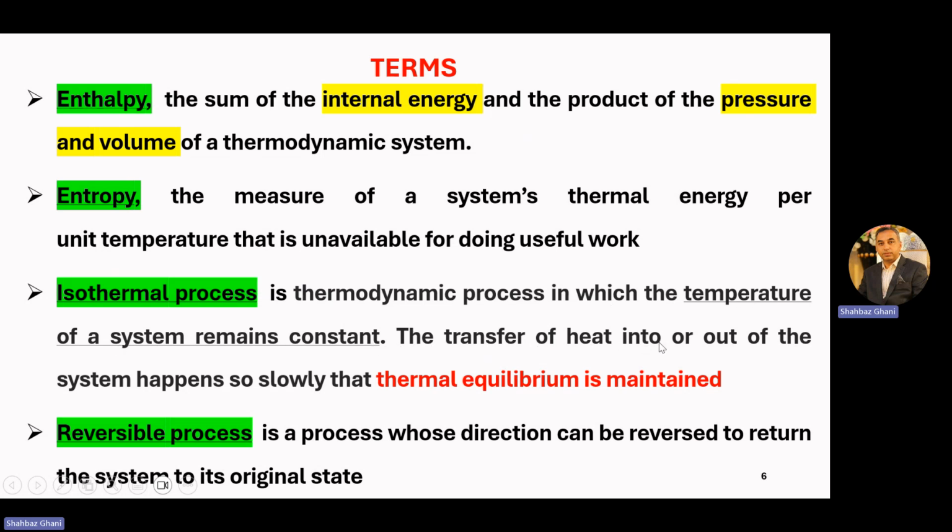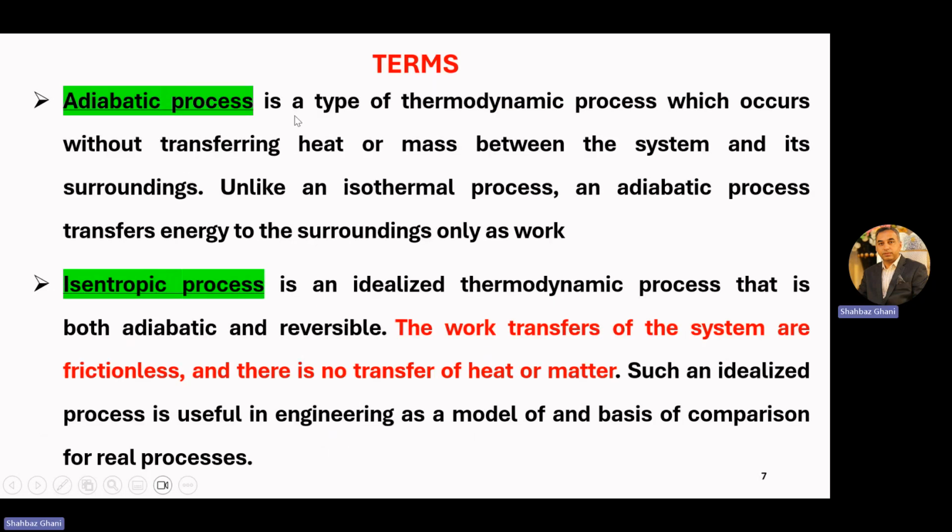The transfer of heat into or out of the system happens so slowly that thermal equilibrium is maintained. So there is no change in the temperature. Thermal equilibrium is maintained. A reversible process is a process whose direction can be reversed to return the system to its original state. An adiabatic process is a type of thermodynamic process which occurs without transferring heat or mass between the system and its surroundings. Unlike an isothermal process, an adiabatic process transfers energy to the surroundings only as work.